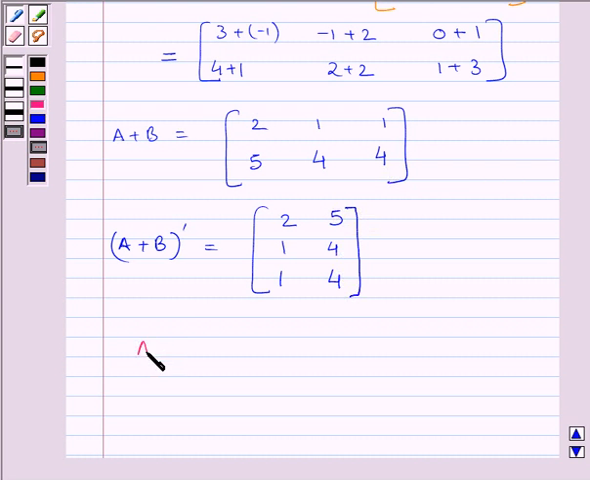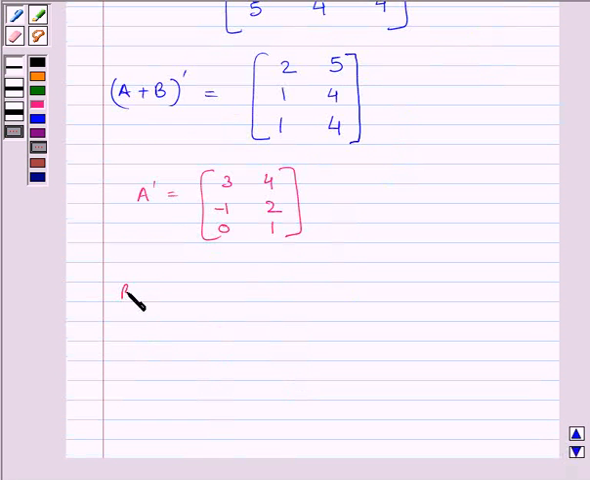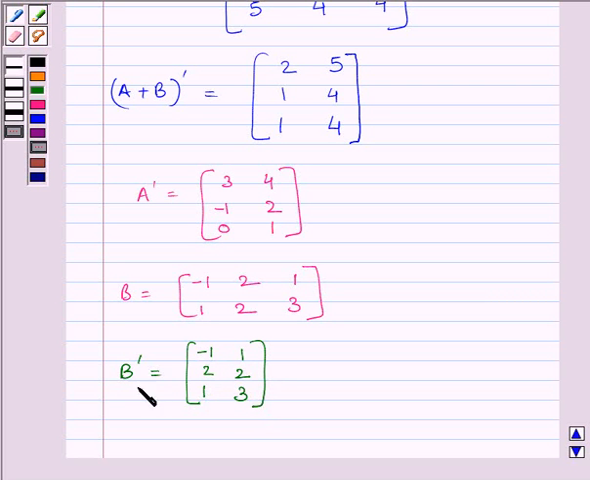Now A transpose given to us in the question is 3, 4, minus 1, 2, 0, 1, right? And B given to us in the question is matrix minus 1, 2, 1, 1, 2, 3. Now we can get B transpose by interchanging the rows and columns of B. So we get B transpose equal to matrix minus 1, 2, 1 and 1, 2, 3, right? So B transpose is equal to matrix minus 1, 1, 2, 2, 1, 3.